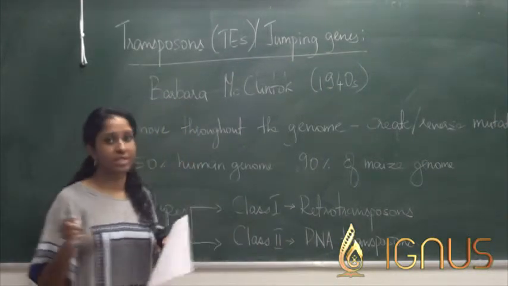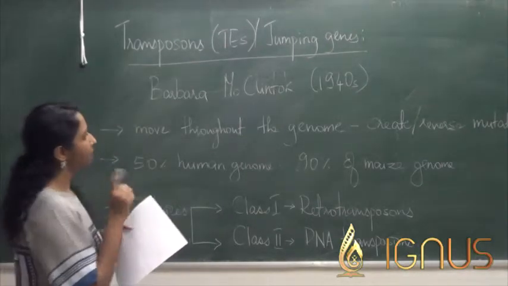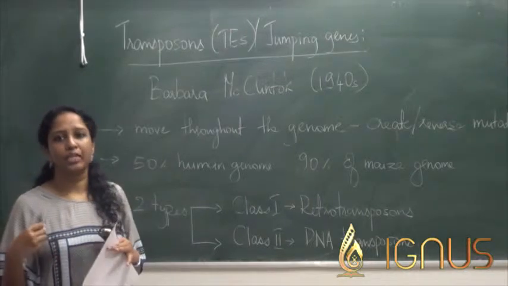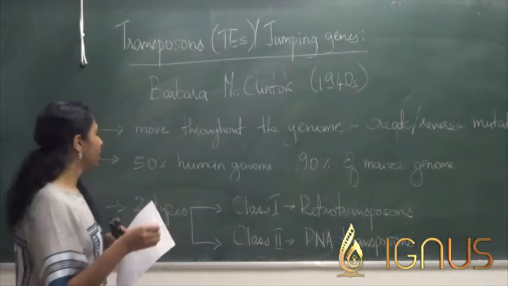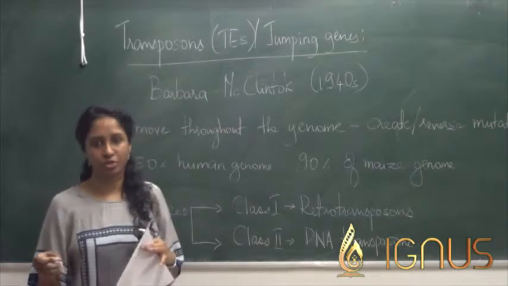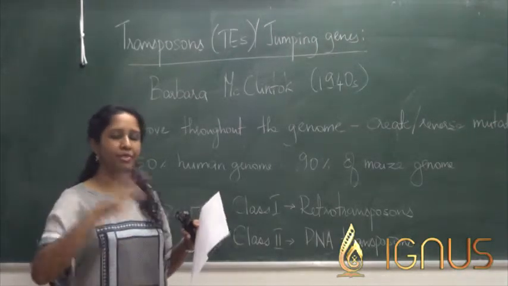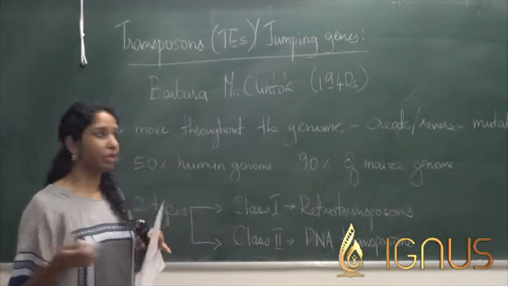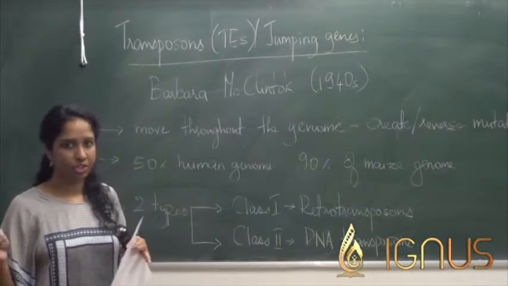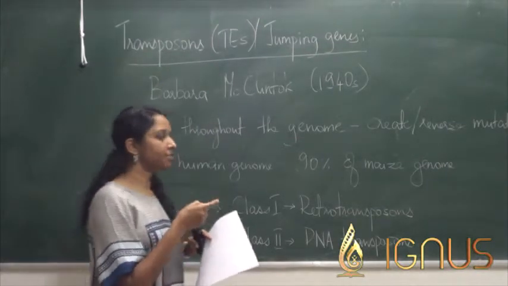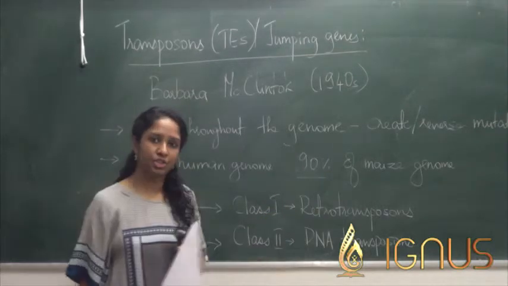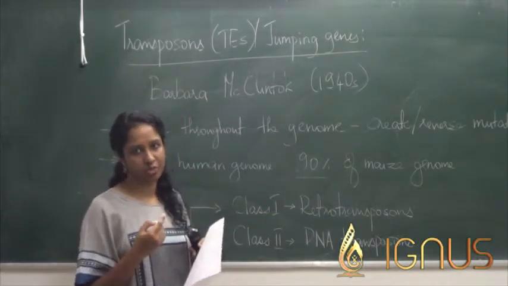Now, transposons were discovered by Barbara McClintock in the 1940s when she was working with maize. Now, 50% of the human genome is made up of transposons. So 50% of the bulk of the human genome is made up of these jumping genes, which keep jumping from one location to another location. In the case of maize, it's even higher. 90% of the maize genome is made up of transposons.